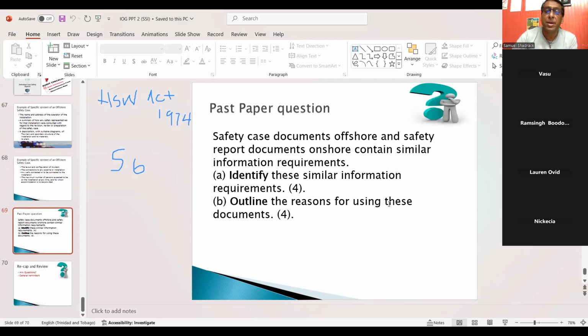Let's see again, past paper: safety case documents offshore and safety report documents onshore contain similar information. Identify these similar information requirements. Again, you could pull it from this slide, or go and research it a bit. I could just brainstorm it, but you had to put it in a sentence, right? So like the policy for preventing major accidents could be for both onshore and offshore. Risk assessments, onshore, offshore. Emergency planning, onshore, offshore. Could you all remember one from the slide?